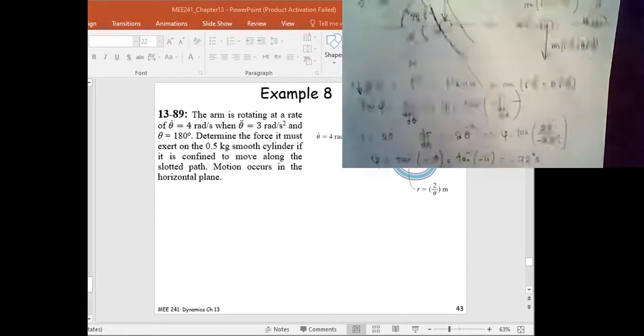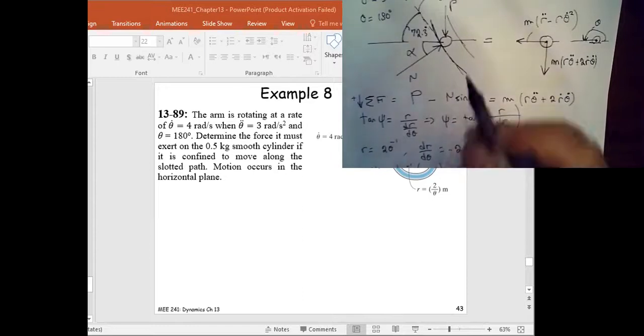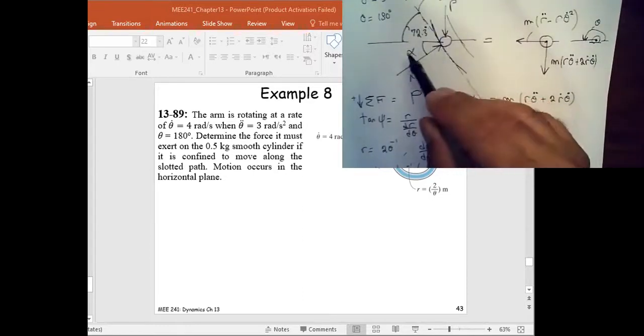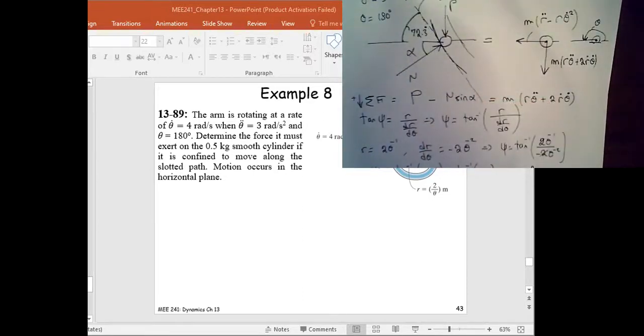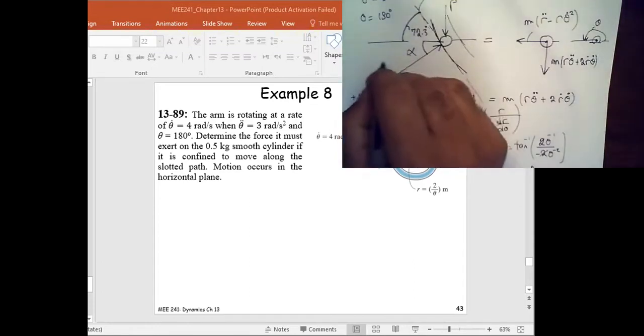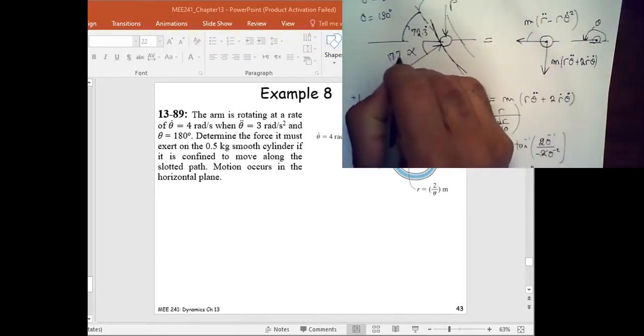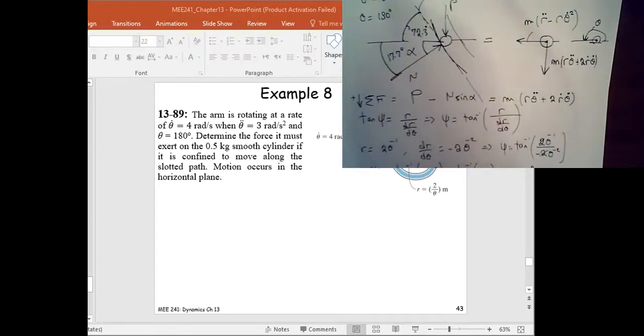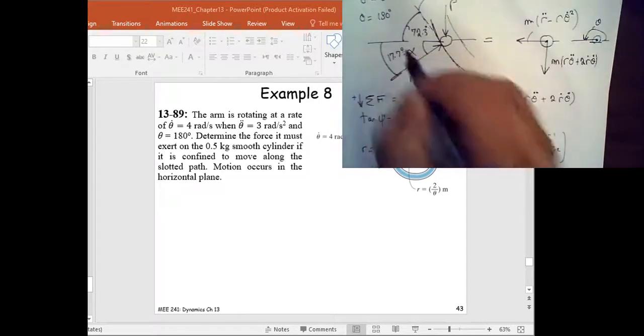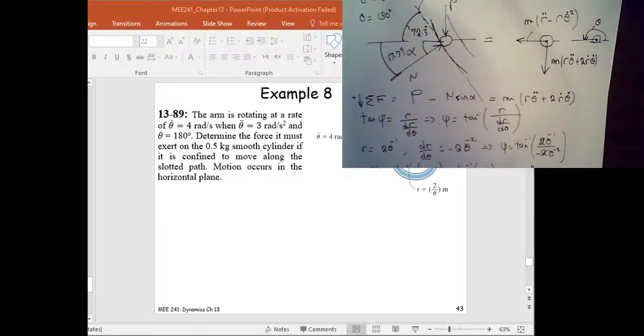72.3 degrees. So what is alpha? Well, I know n is perpendicular to the tangent, so it's going to be 90 minus 72.3. So this is going to be equal to how much? 17.7 degrees. So this angle here is 17.7 degrees. That is that angle. So this is my alpha. Okay, so we're good here.